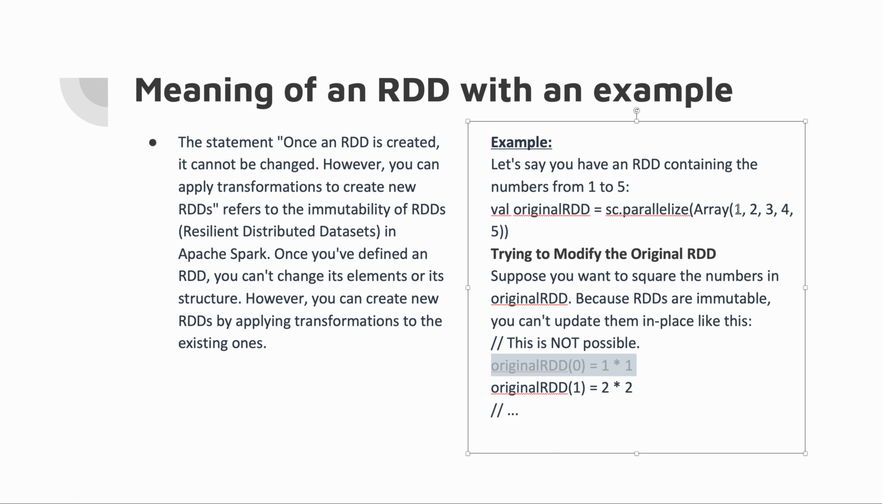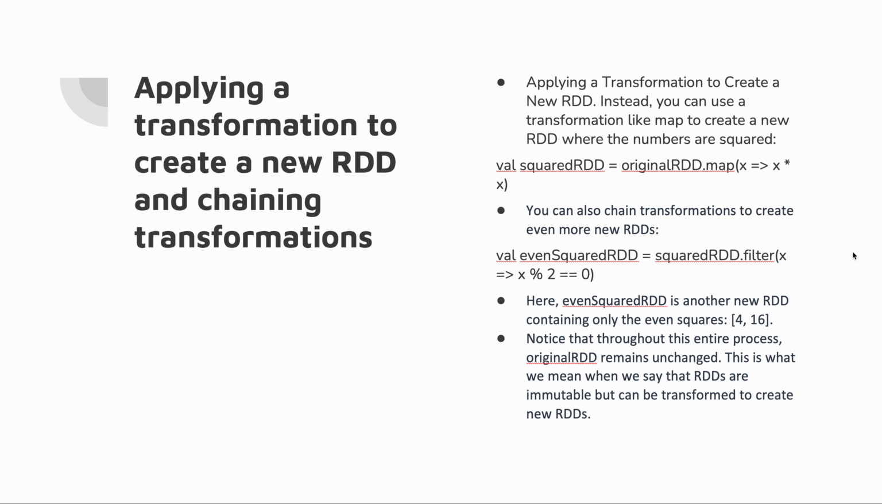So how do we make that happen? How do we want to change the numbers so that whatever numbers are present in this RDD square themselves? You can achieve that using transformations. So applying a transformation to create a new RDD. Instead, you can use a transformation like map to create a new RDD where the numbers are squared.